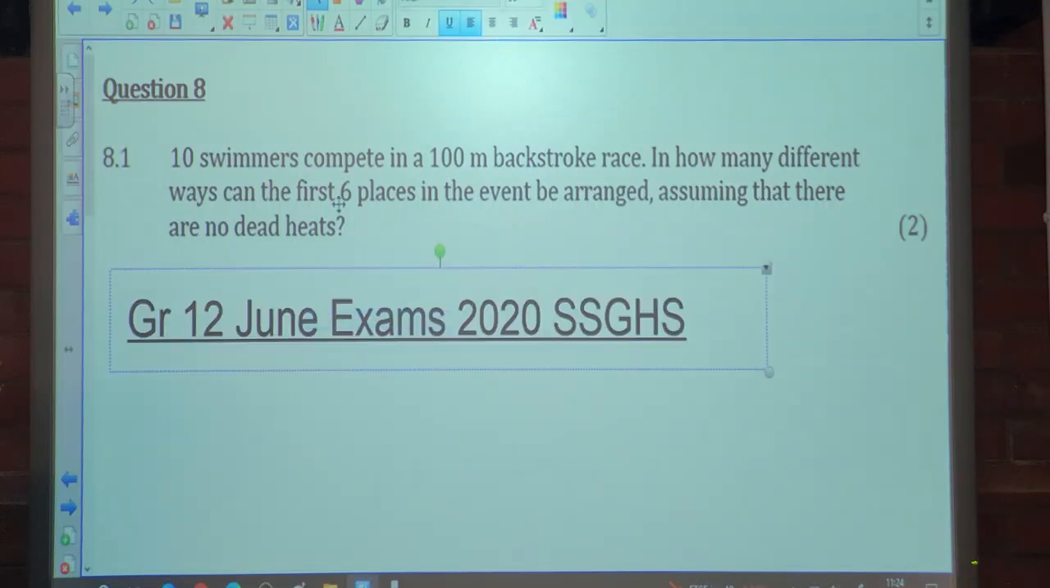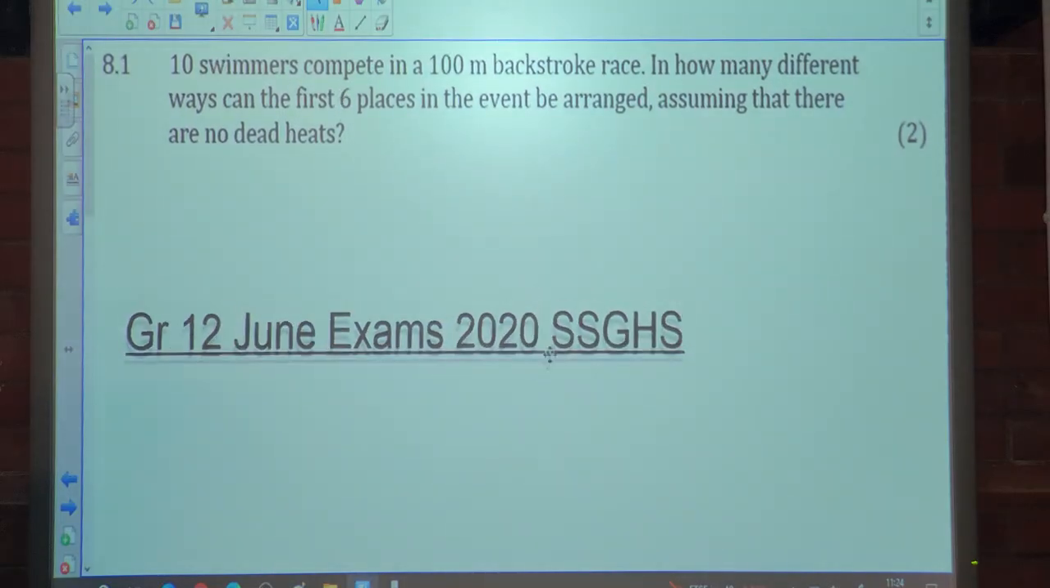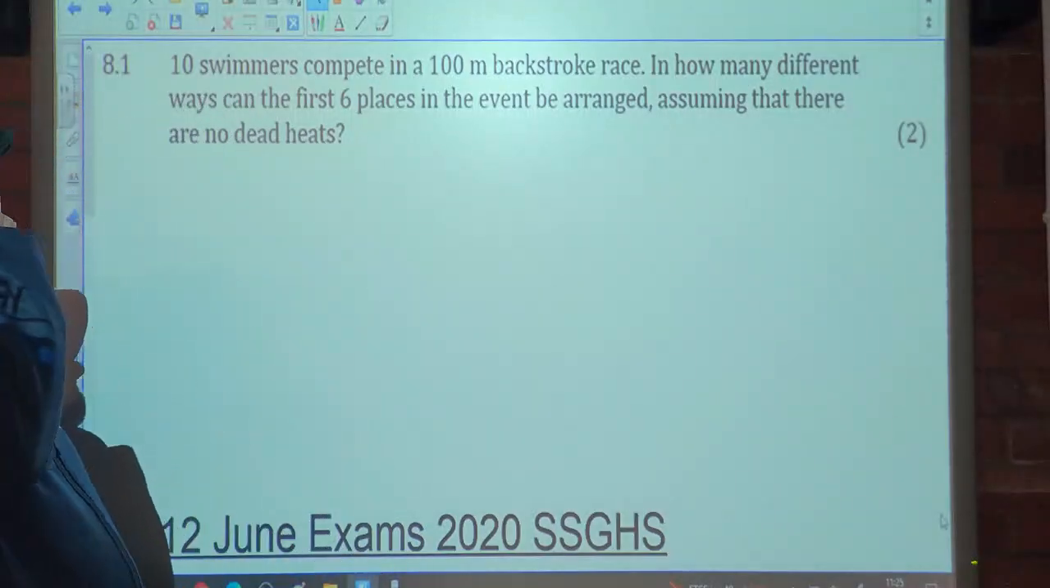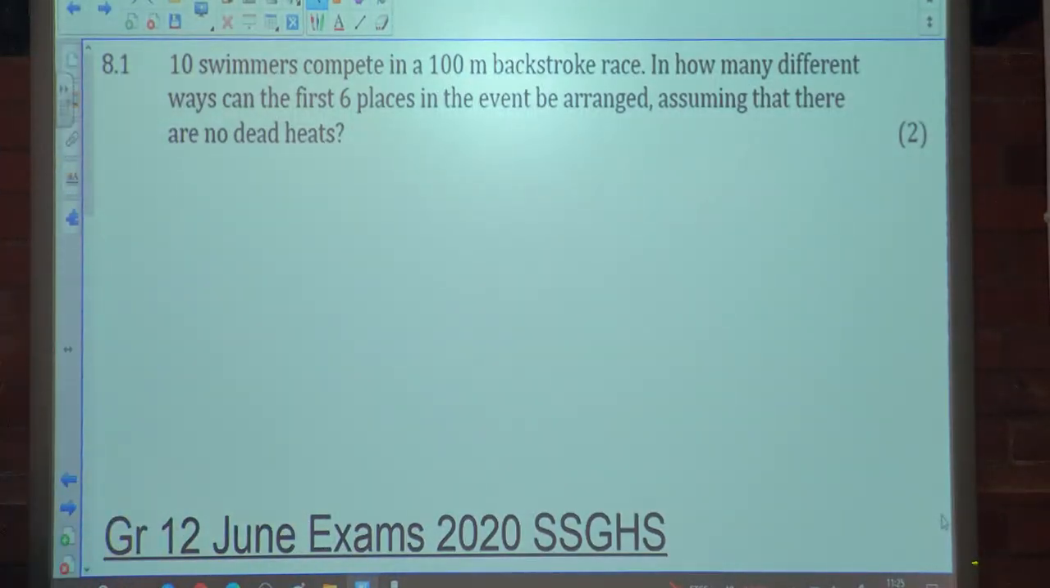Question 8. We're nearing the end of the paper, so I can see the probability coming up now. 10 swimmers compete in a 100-meter backstroke race. In how many different ways can the first 6 places in the event be arranged, assuming that there are no dead heats? What's dead heats? Ending at the same time. I think that would be considered a tie, but okay, could be wrong.